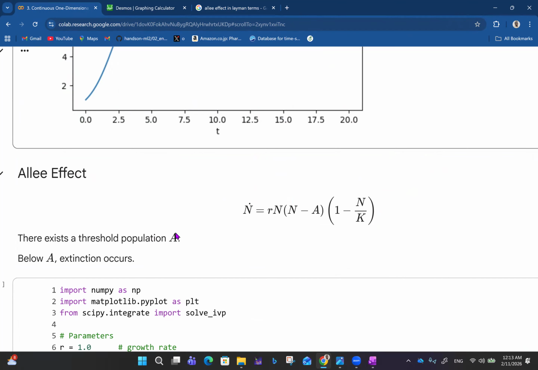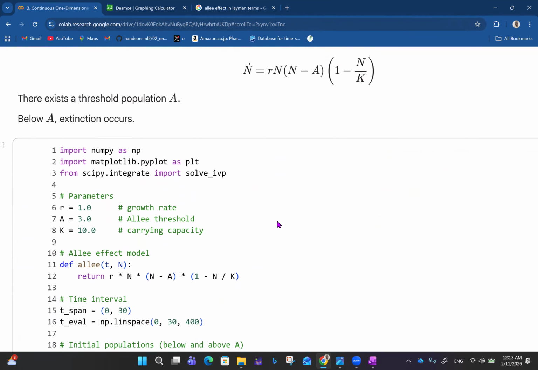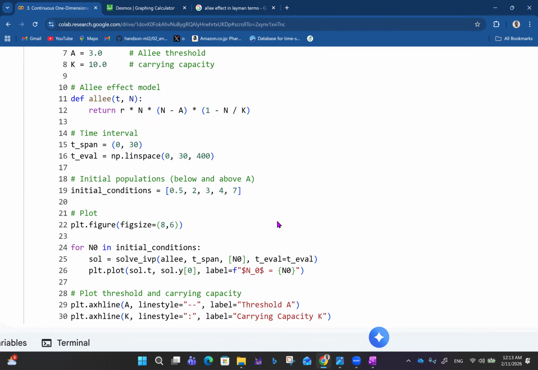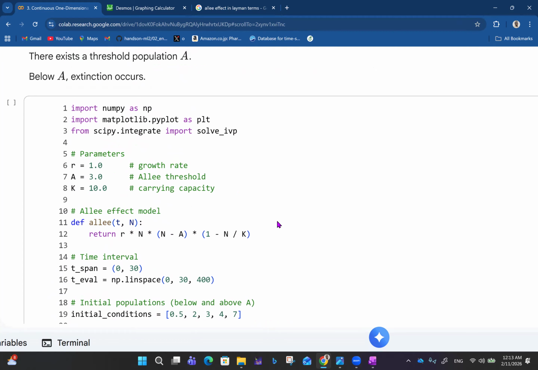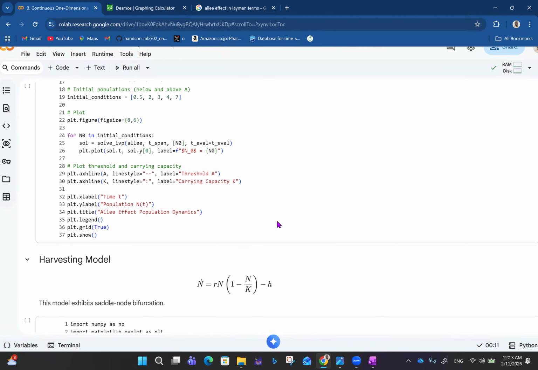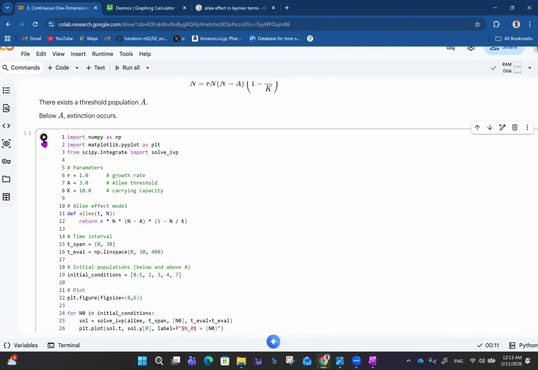So there's a threshold population. If that population is not reached, then there's extinction of the population. So it means that you need a number of individuals of a particular species to be able to sustain the population. If that number is not reached, then the population dies. So we have this whole Python code here, and I'll just run it, and you can see this whole thing here. And that A is the threshold.